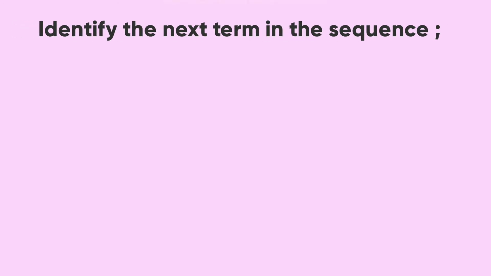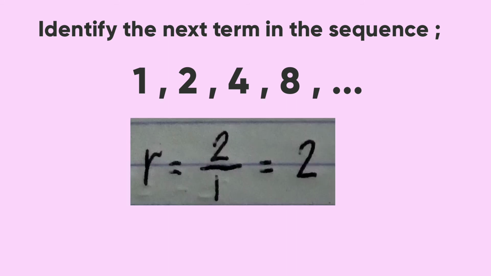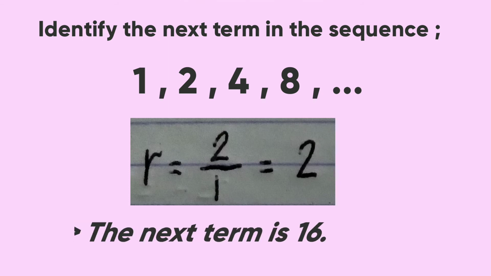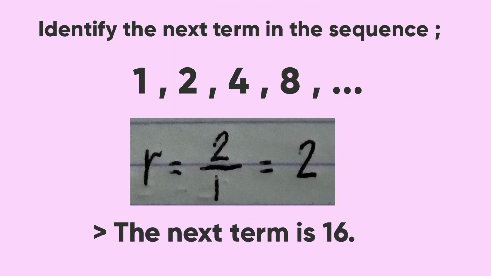Second example: identify the next term in the sequence 1, 2, 4, 8. To find the next term, we will multiply the 8 to the result of dividing the second term and the first term, which is 2. So the next term is 16, since 8 times 2 equals 16.